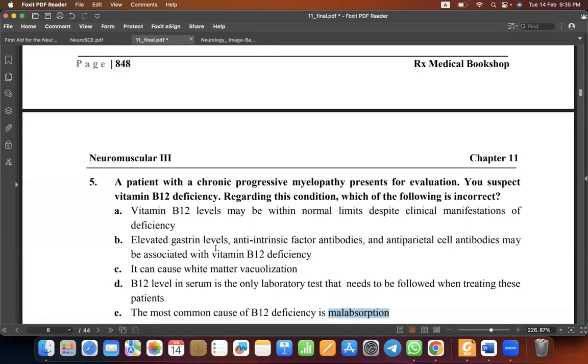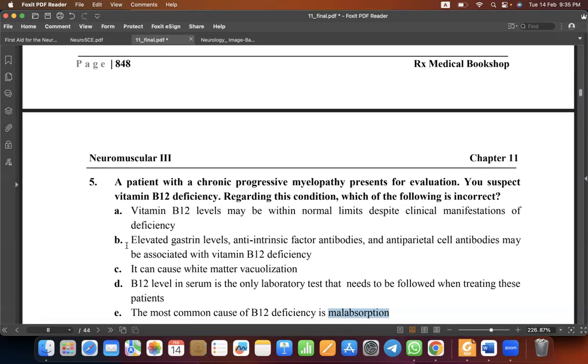It's absolutely true that the vitamin B12 level may be within normal limits despite clinical manifestations of deficiency. Sometimes we get a lot of patients with subacute combined degeneration who have an absolutely normal B12 level. So the B12 level is not always a predictor of the damage of subacute combined degeneration of the spinal cord. So what does B12 do?